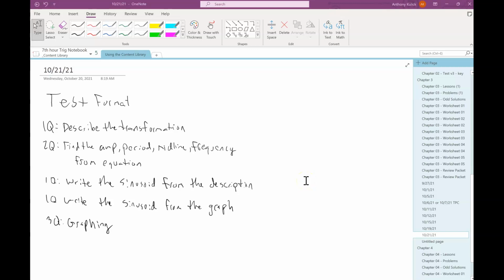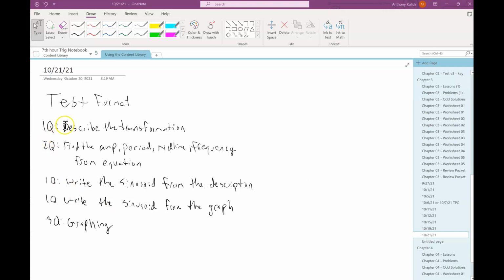Let's get started here. So the first thing I want to do is just go through the test description. The format for the test is written in on today's notes.